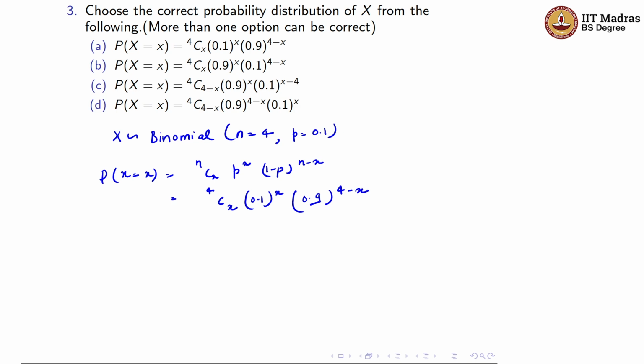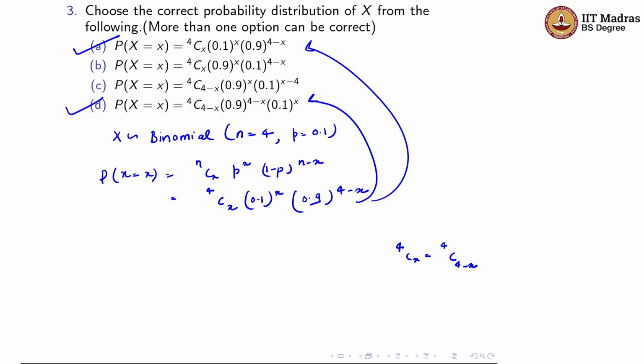So option A will be correct, it is the same. And we know that 4Cx is equal to 4C(4 minus x), so option D will also be correct. Here we have written 4C(4 minus x) and the rest is the same. So options A and D are correct.